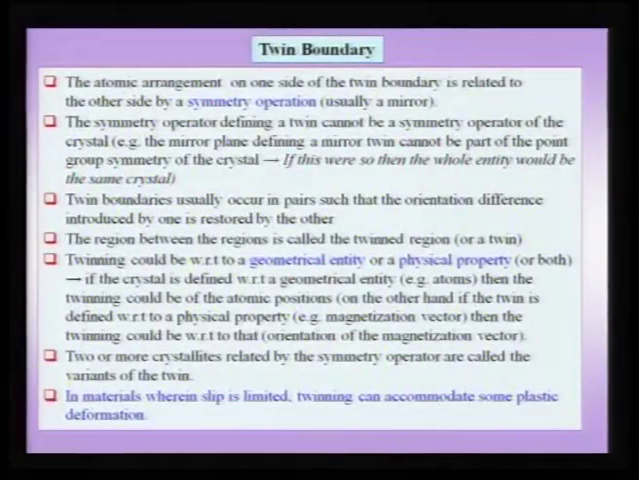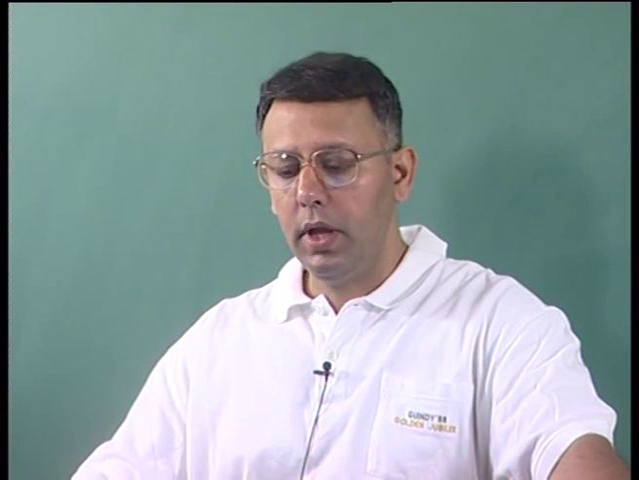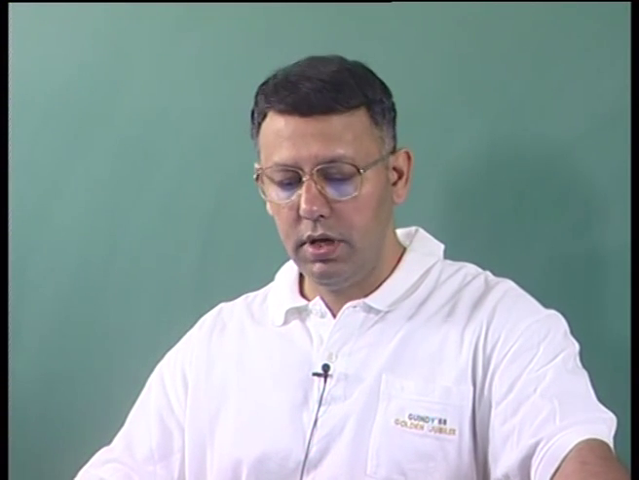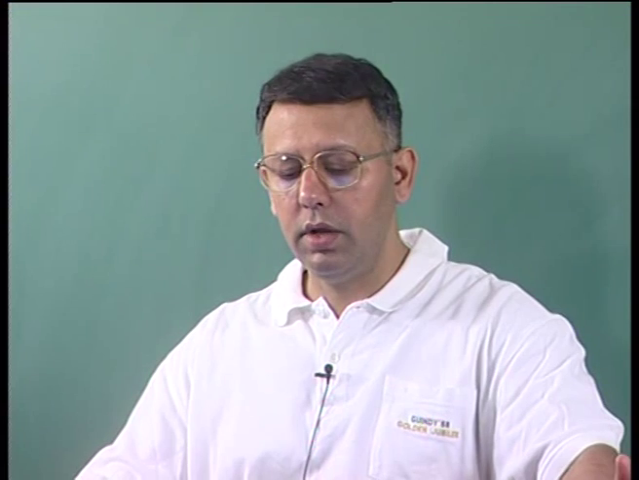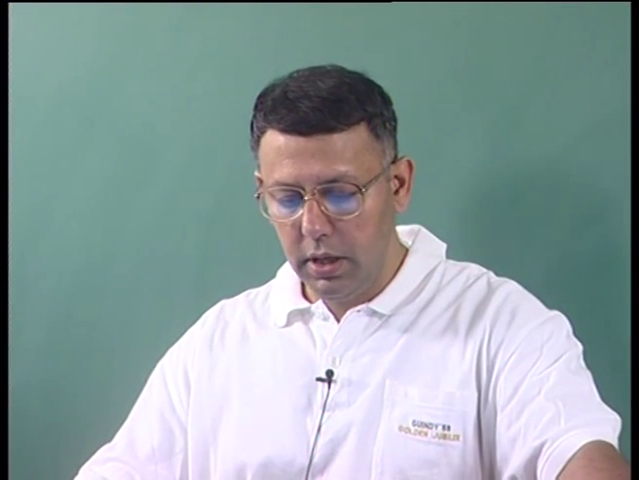The next two-dimensional interface we consider is the twin boundary. The twin boundary is a very special kind of boundary, which is in some sense a very, very regular kind of boundary as compared to any of the other defects in a material or any of the other two-dimensional defects in a material.